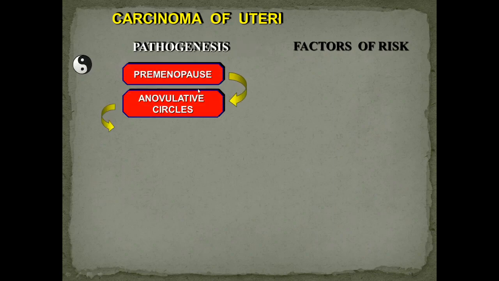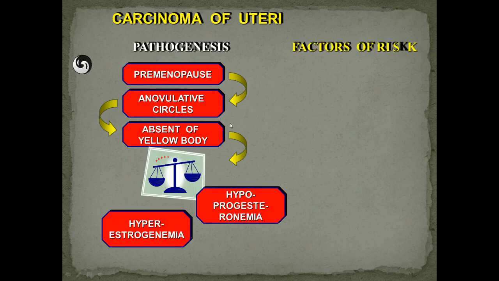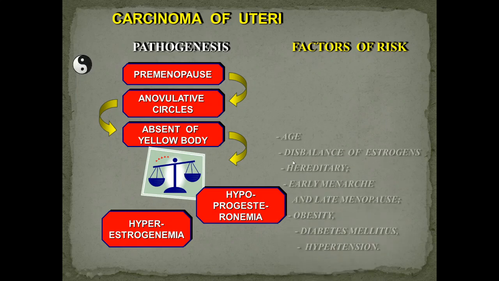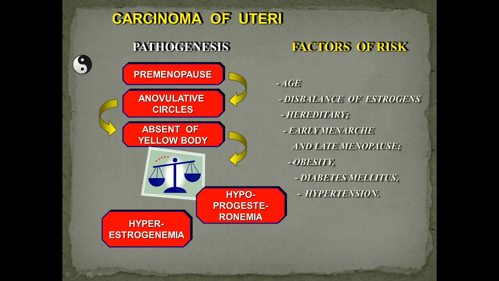Pathogenesis. So premenopause, anovulatory cycles, absence of the yellow body, and we see that we have hyperestrogenemia. This hyperestrogenemia actually is a key for a lot of problems. And there is a list of risk factors, and you see that they are mostly the same as the list of causes of endometrial hyperplasia, because of that pathogenetic way. So endometrial hyperplasia could probably become an atypical hyperplasia, but atypical hyperplasia is going to become adenocarcinoma.